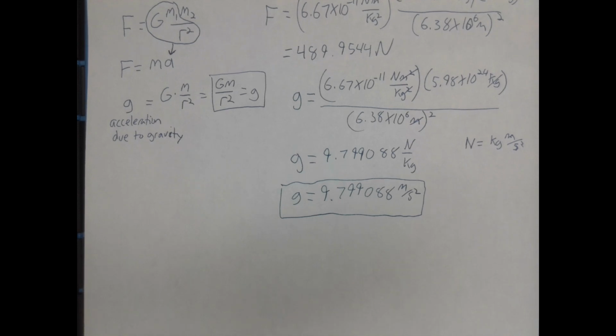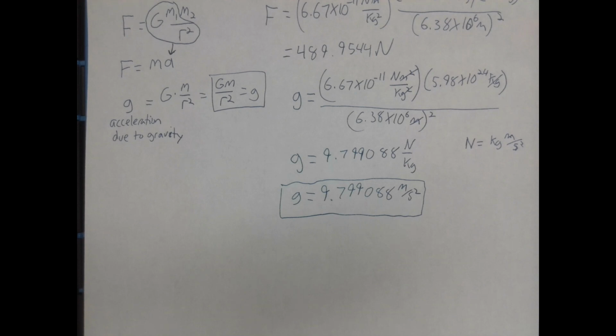Note that the Earth is not uniformly distributed. So this is assuming that all the mass is located at a single point. The radius also is not constant. We have bumps and valleys.